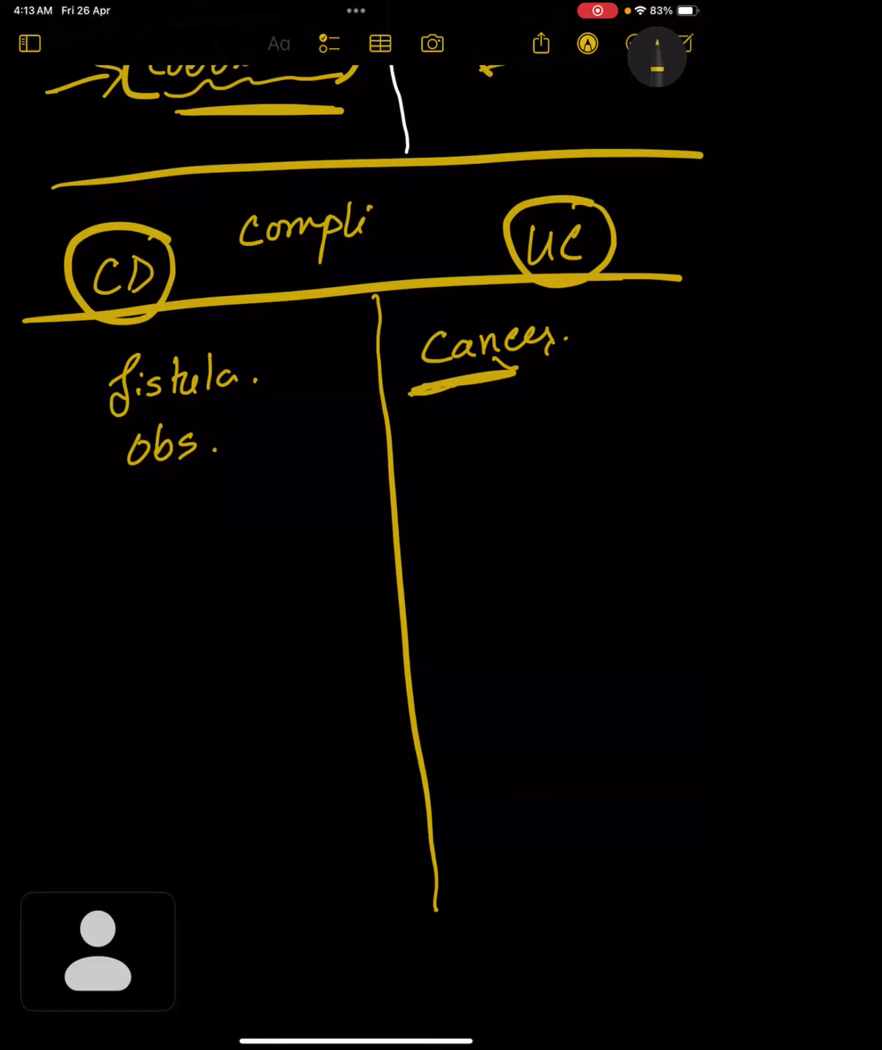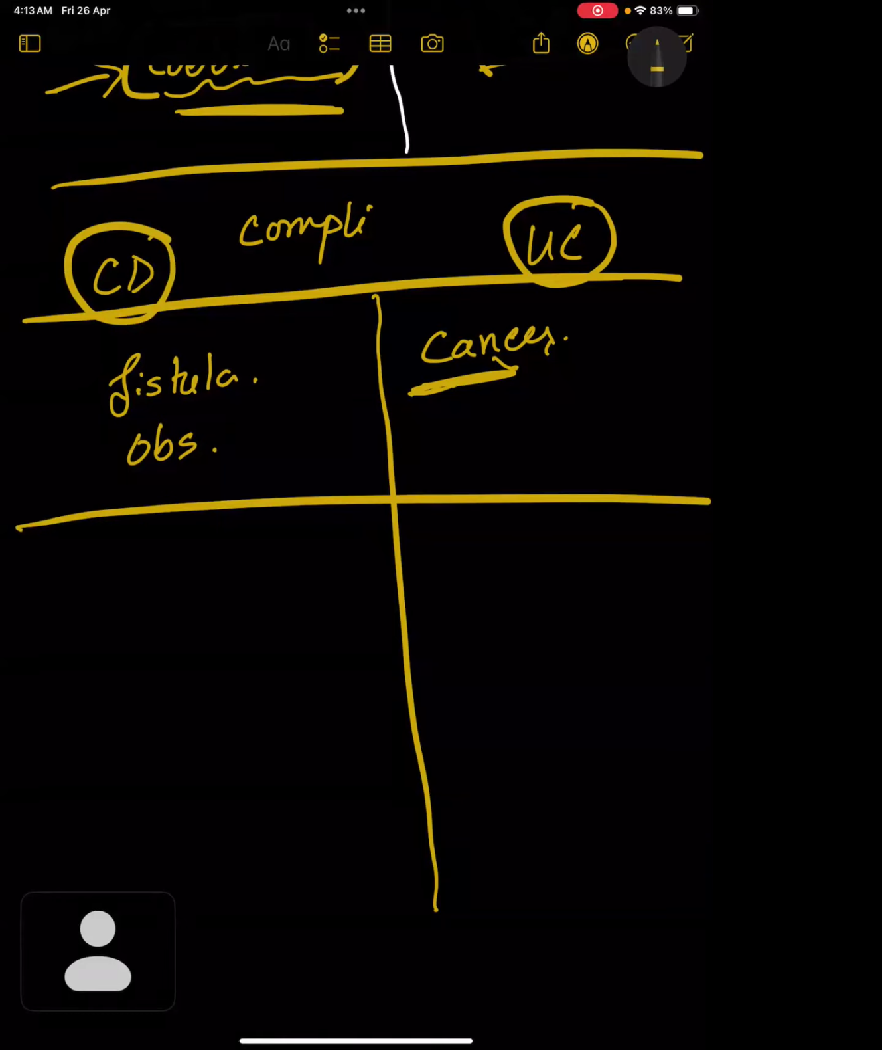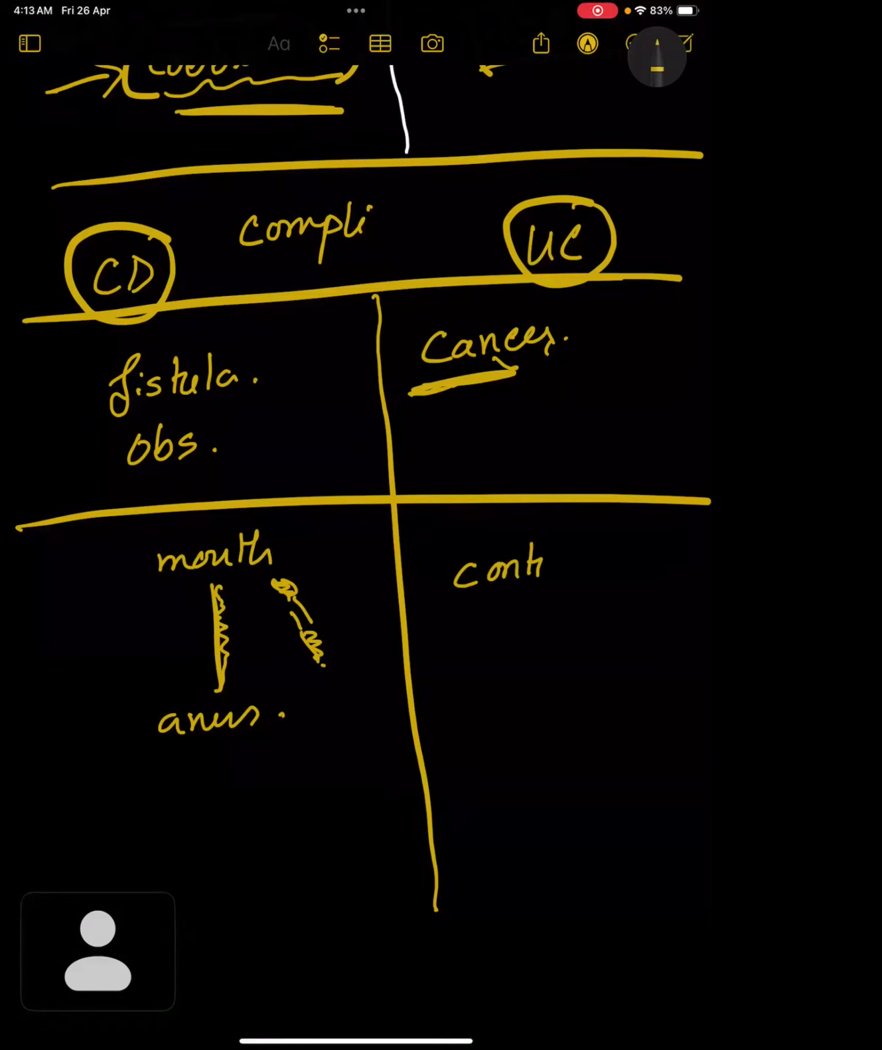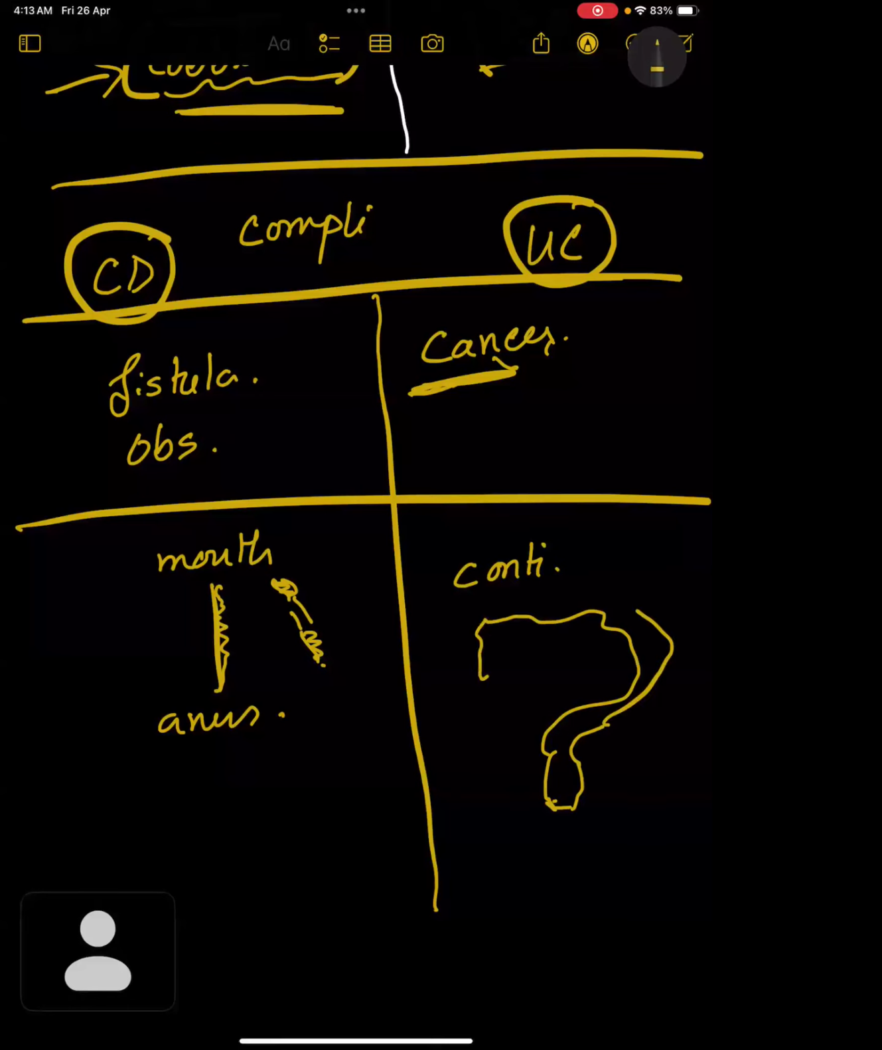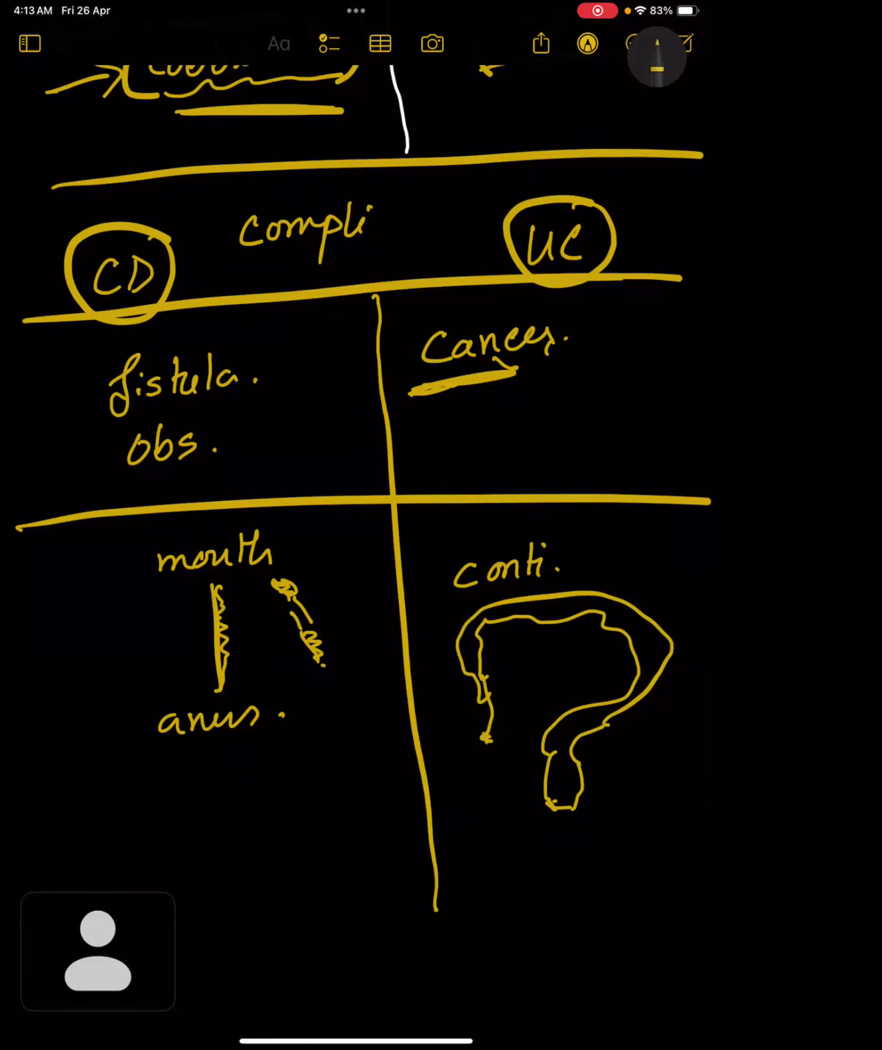Okay. Now come to which area of the GI tract they are involving. Crohn's involves anywhere from mouth to anus. They can skip. It's not that they involve continuously. Maybe some part is involved, some part is healthy, some part involved, some part healthy, or maybe continuous. But ulcerative colitis is usually continuous, starting from the rectum and going up to the ileocecal valve. This will stop.